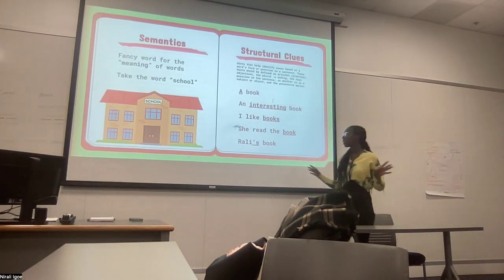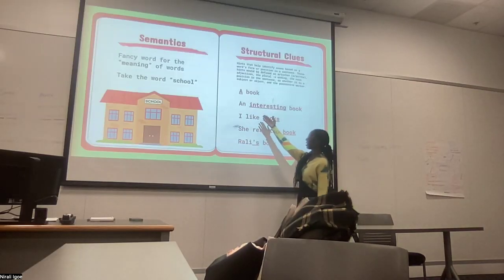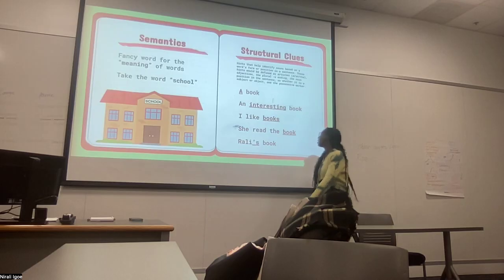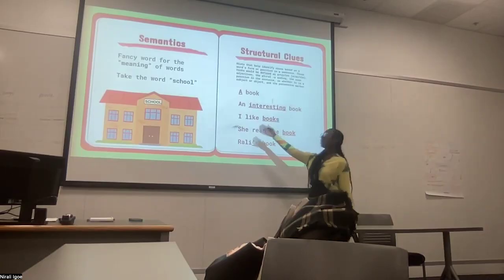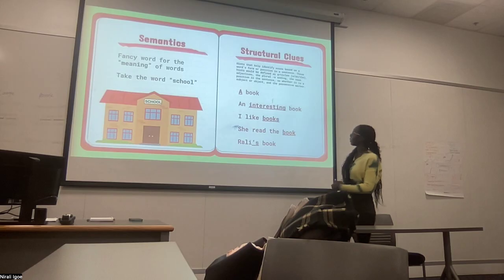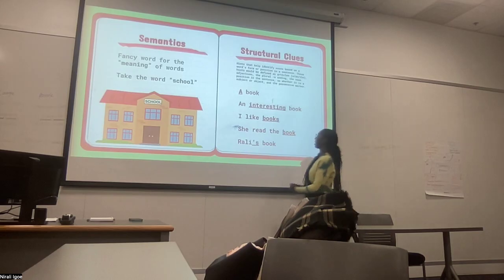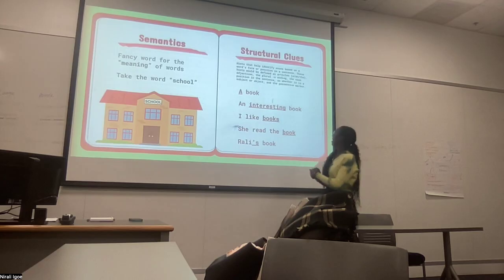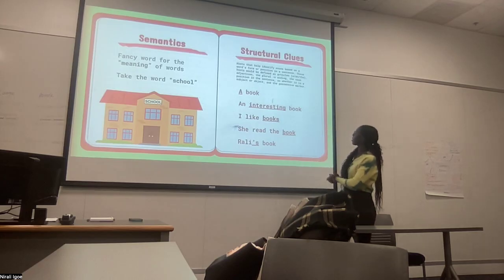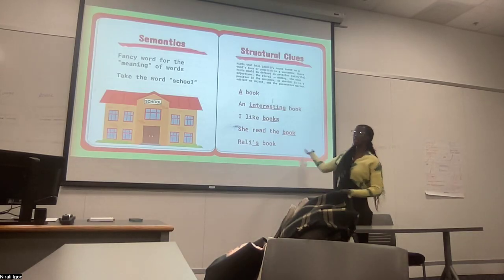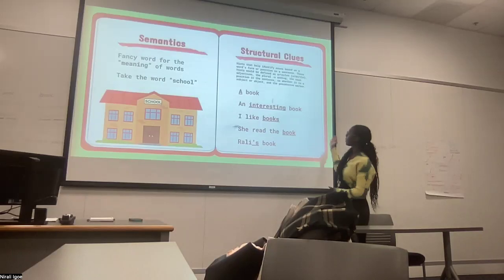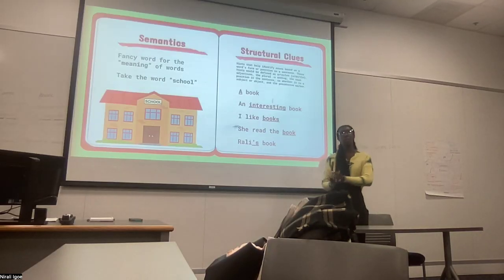So take the noun book. You have the article A here that is modifying the noun. Then you have in the second sentence an interest in book. You can use the adjective here, and you'll know that the book is a noun. And in the third sentence, I like books, that's where the plural S ending comes to play. And then the fourth sentence, she read the book. This is when we're talking about the position of the noun in a sentence. In this case, book is the object. And then the last one being the possessive marker, so Raleigh's book is a way you can identify the noun.